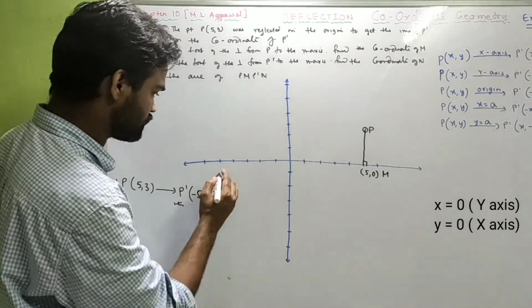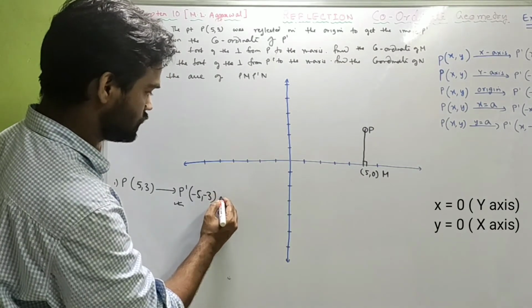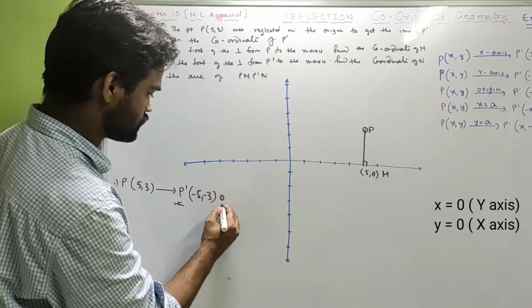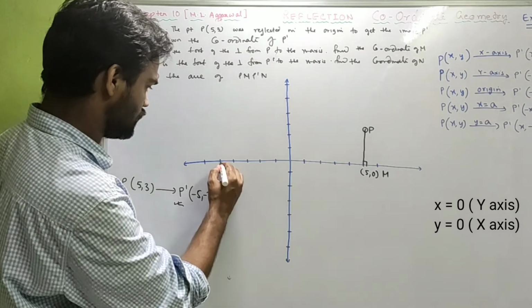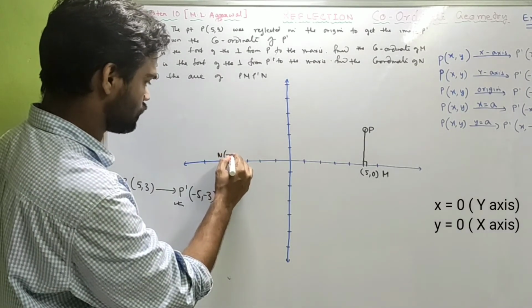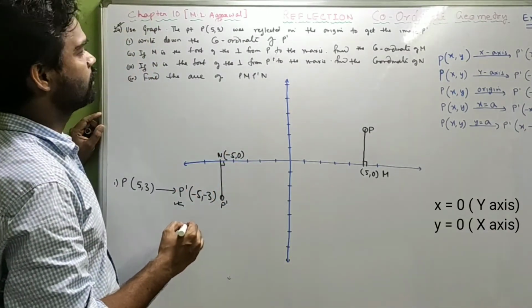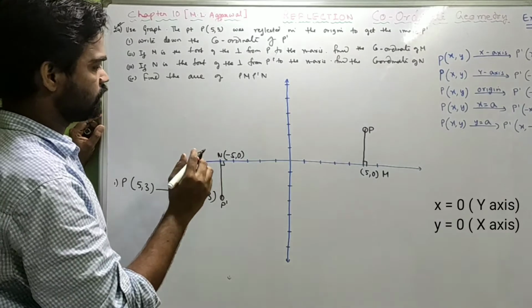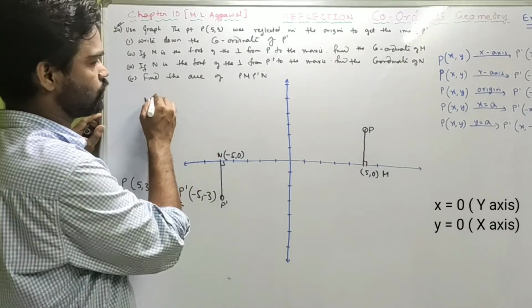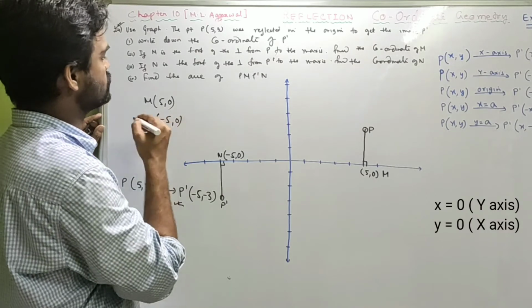first of all, P dash is minus 5, minus 3, somewhere over here. This is your P dash. Okay, I'll drop a perpendicular P dash N. So N is what? Minus 5, 0. Okay, done. Find the coordinate of N. We got it, minus 5, 0. So M is what? 5, 0. And N is what? Minus 5, 0.